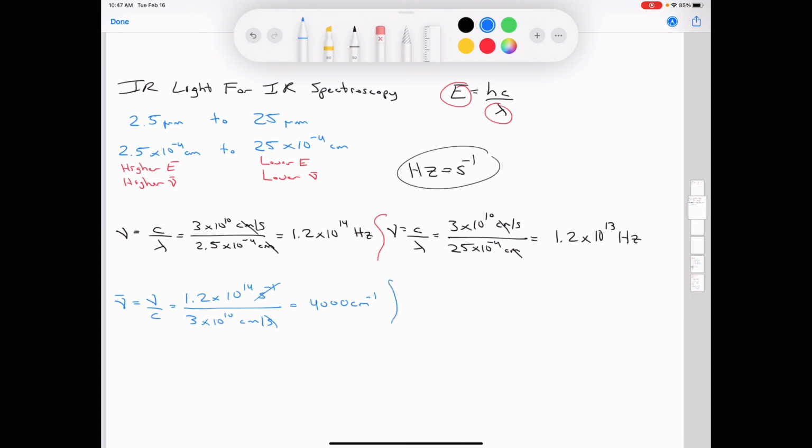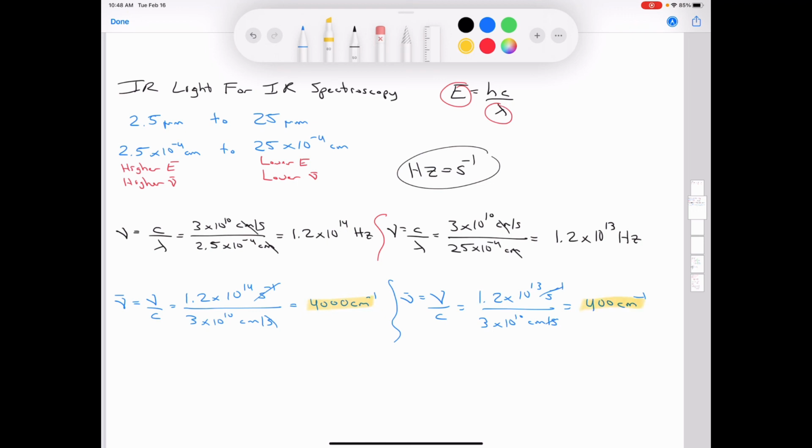Okay? And if we do the same thing over here, we get that wave number is equal to frequency divided by the speed of light. So I have 1.2 times 10 to the power of 13 seconds to the minus 1 divided by my speed of light, 3 times 10 to the 10 centimeters per second. These cancel, and I'm left over with 400 reciprocal centimeters. And so this was merely done to show you where we get the wave numbers from.